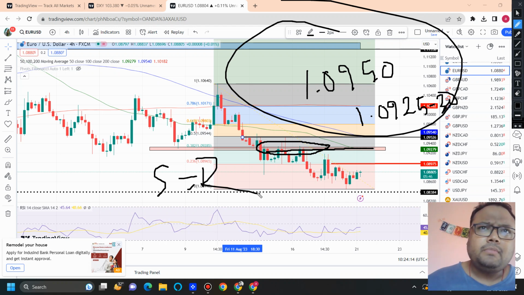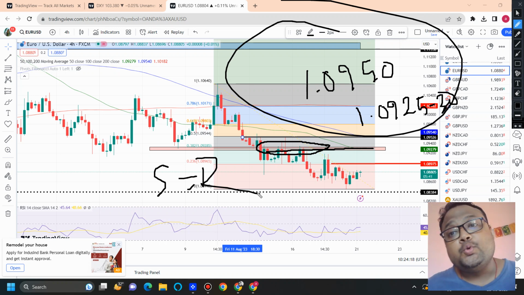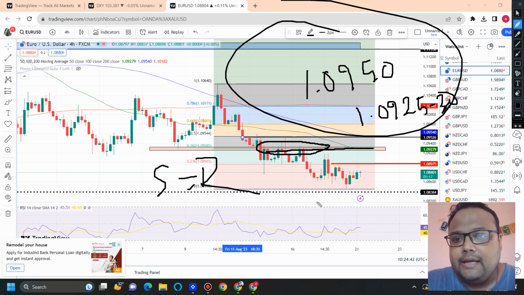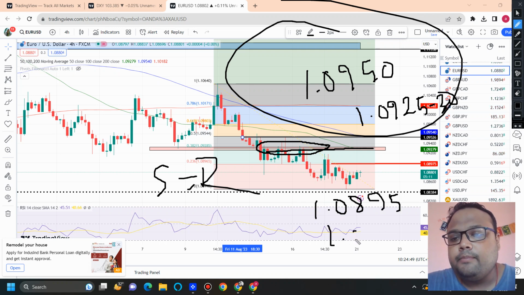You can take a sell, sit on the sell position for a couple of hours to 1 or 2 days. So these are the two levels. But before these two levels, if the volatility of the market remains very low, then obviously the market will not have the strength, the power to climb to this level. In that case, you can look for a sell position around 1.0895 to 1.0900, the red line that I have drawn here.